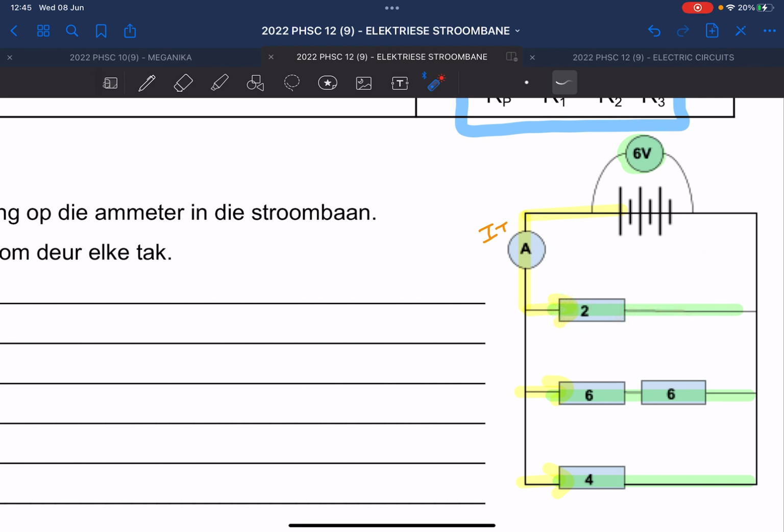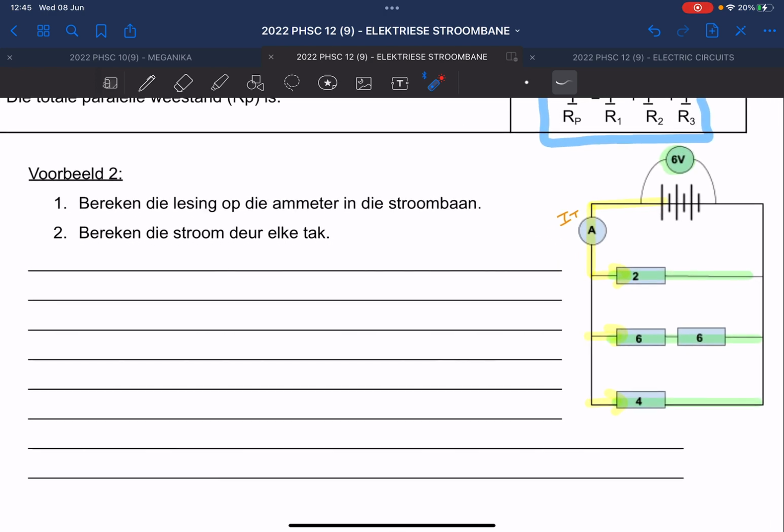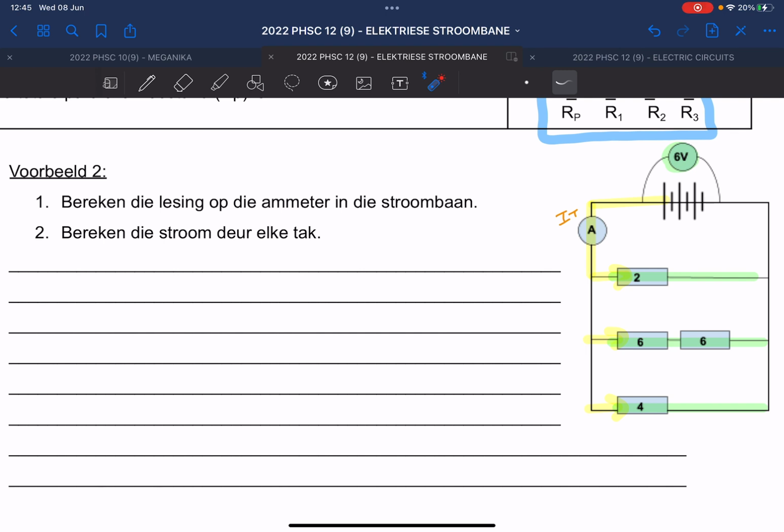So, we predict that because this is the smallest resistance, the bigger current will go through there. En omdat hierdie die grootste weerstand het, the biggest resistance, the smallest current will go through there. Okay, sharp? Okay, kom ons kyk na die vraag. Calculate the reading on the ammeter. Where's the ammeter? There it is. It measures the total current. Jy gaan bladsy hierso in 2 opdeel.